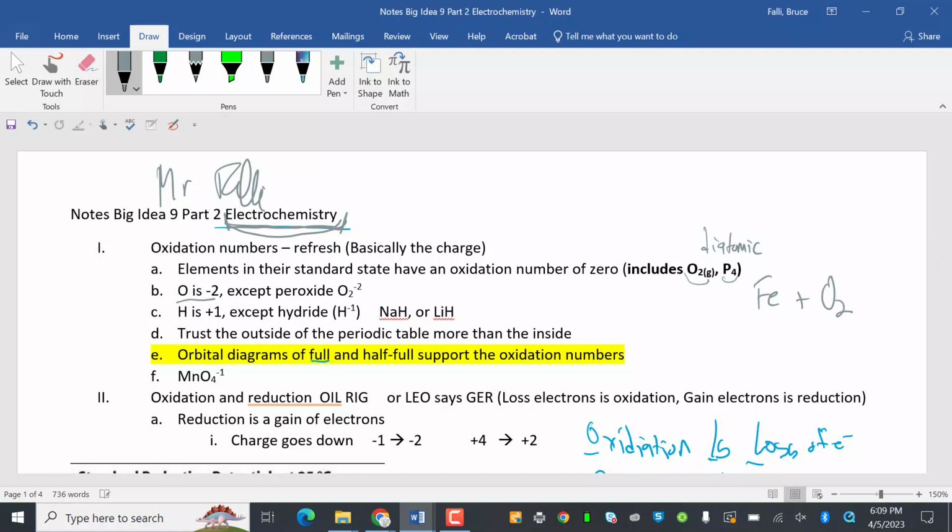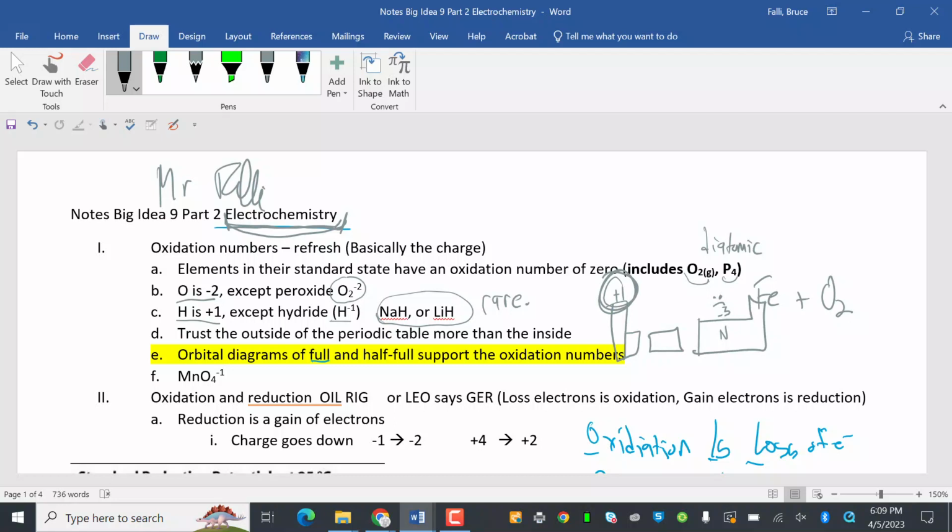O is always -2, except if it's a peroxide. H is always +1, except where it's hydride, specifically these two. Okay? And these are very rare. So welcome to chemistry and exceptions. Trust the outside of the periodic table more than the inside. So what does that mean again? Okay, so this column is +1, that's on the outside. And if it said N is -3, see how this is in the middle? Love the +1, expect -3 to really be something else.